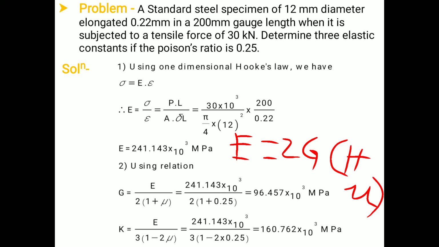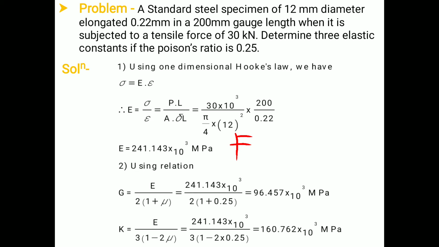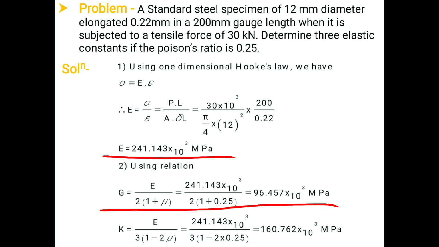Therefore, on solving this equation, we have G is equal to E upon 2 into 1 plus mu. As we have already calculated the value of E, it is 241.143 into 10 raised to 3 MPa divided by 2 into 1 plus 0.25. The value of mu is given in the numerical. Therefore, we have G equal to 96.457 into 10 raised to 3 megapascal. This is the second elastic constant. We have already determined E, the first elastic constant, and G, the second elastic constant.